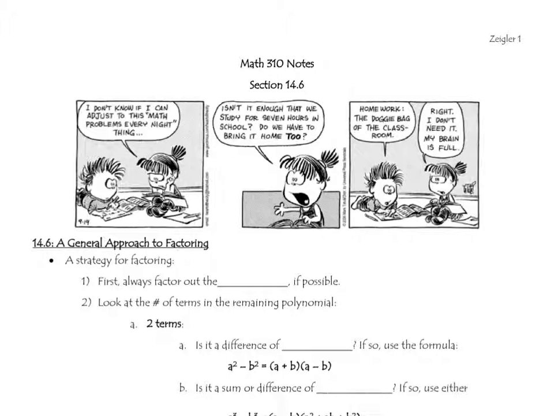Then you ask if it's a sum or difference of cubes. There are formulas for both of those. Then you ask if it's a perfect square trinomial, and that would be in the case of 3 terms. In all of these special cases, you are looking for a perfect square in the first and last terms.